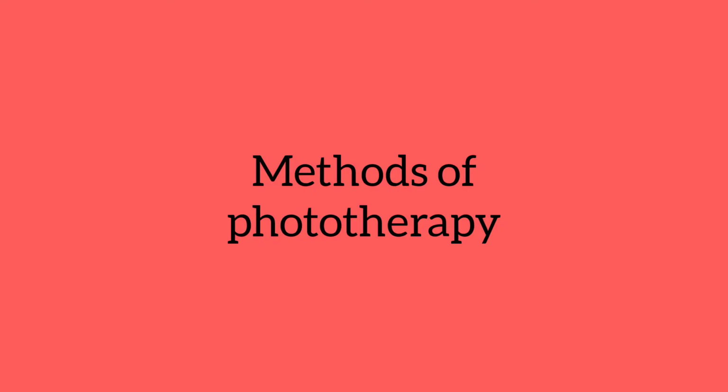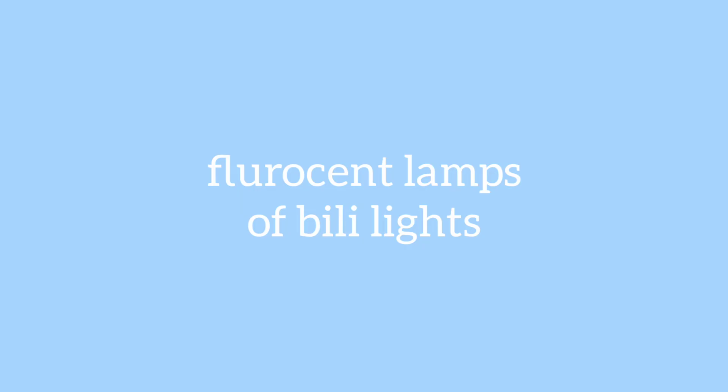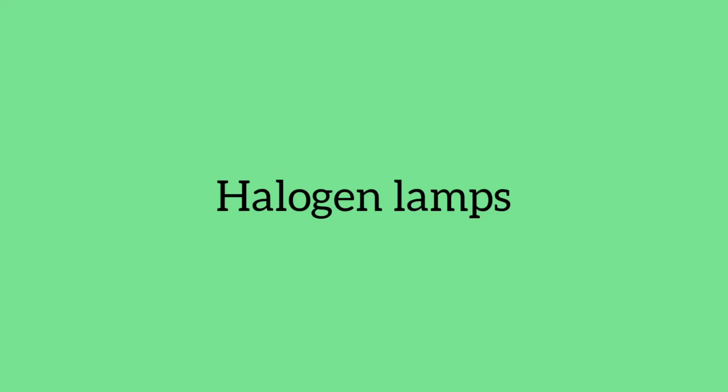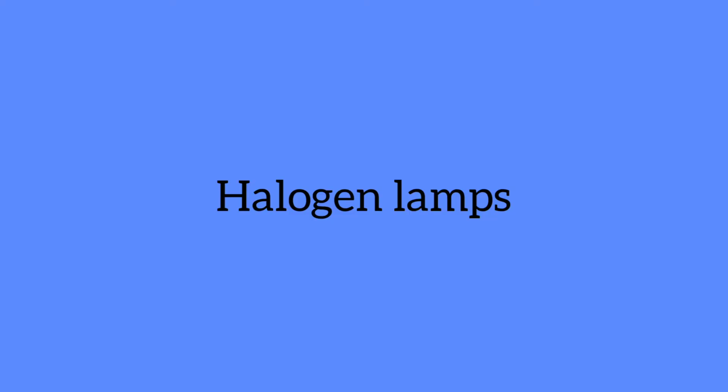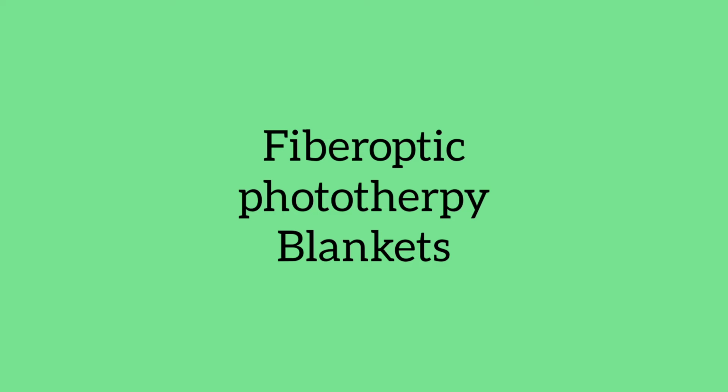Next, coming to the methods of phototherapy. Phototherapy can be delivered in many ways. The most common methods are fluorescent lamps or Billy lights placed over the infant who is usually in an incubator or under a radiant warmer. Second, halogen lamps. Third, fiberoptic phototherapy blankets or pads. So now we know the methods of phototherapy.